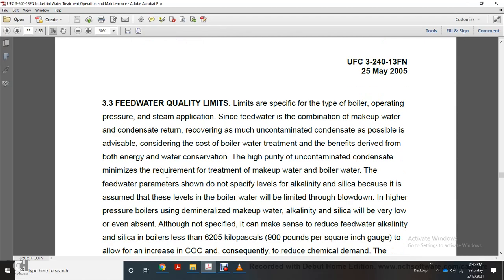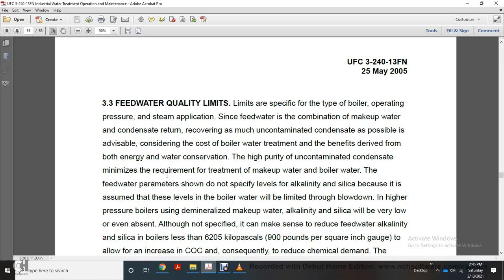Feed water quality limits. The limits depend on the specific type of boiler, the operating pressure of the steam, and the application of the steam. For feed water, consider the makeup water and condensate return, recovering as much uncontaminated condensate as possible. Viable concerns include the source of the water, boiler water treatment, and the benefits derived in both energy and water conservation. High purity, uncontaminated condensate minimizes the requirement for treatment of the makeup water.